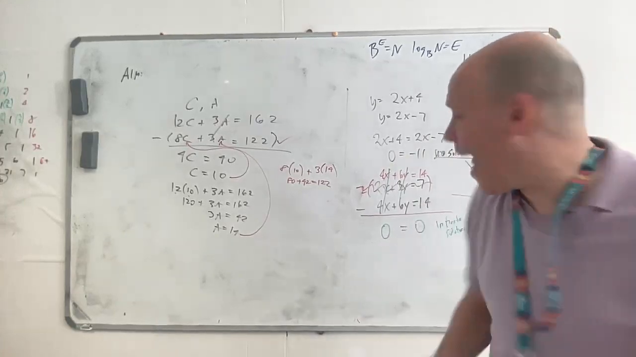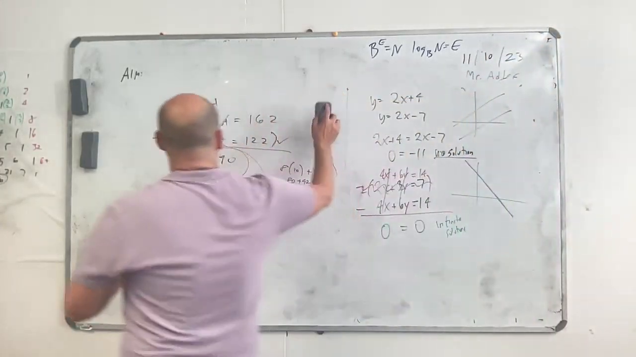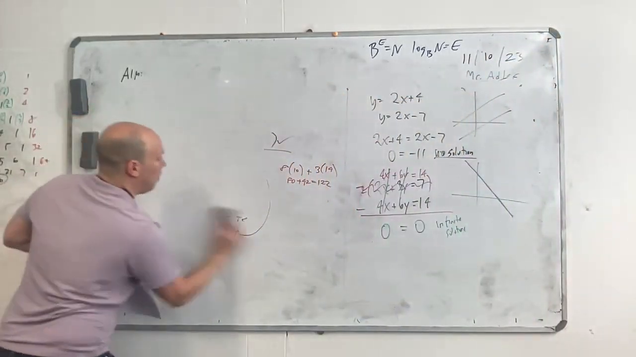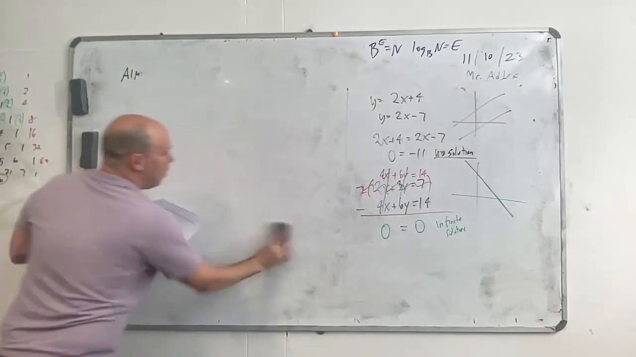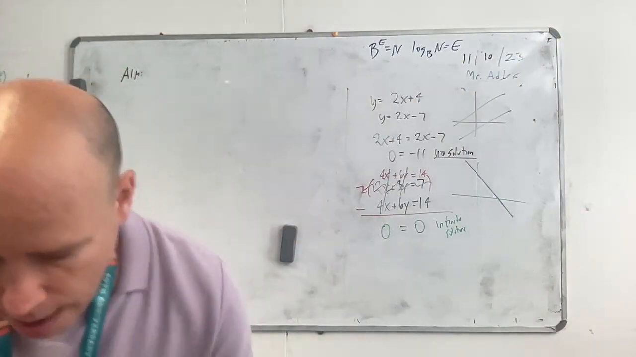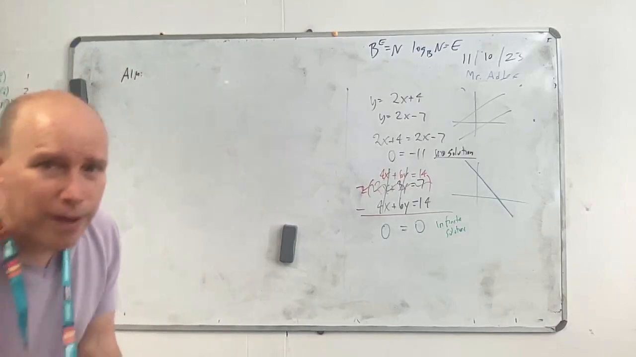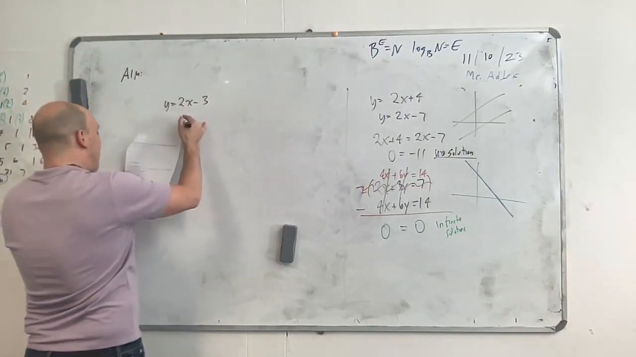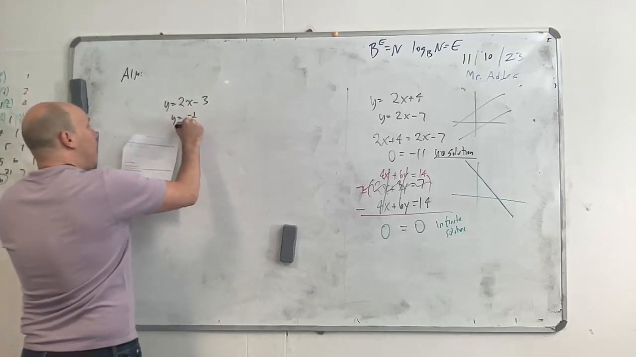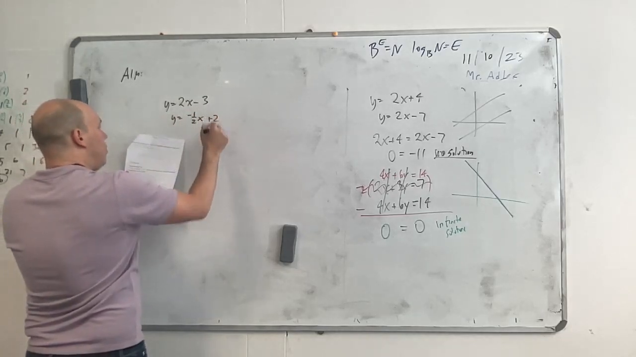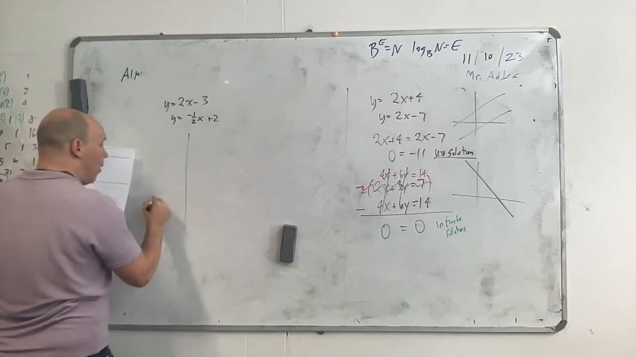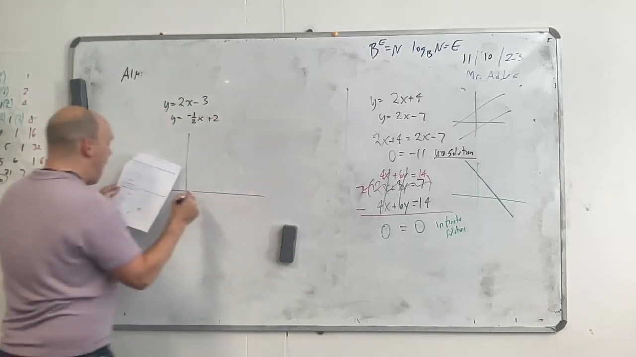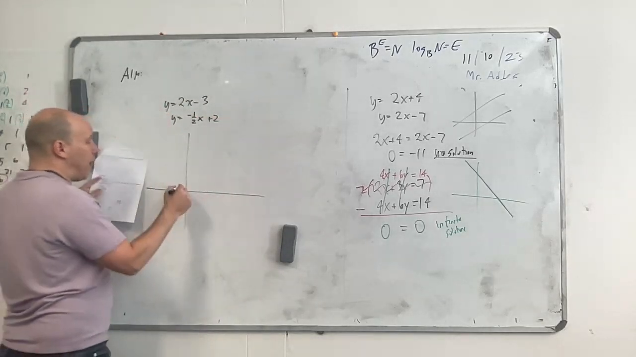And then let's do the fun challenge. Let's see, two perpendicular lines. We have two perpendicular lines, and the first one is y equals 2x minus 3, and the second line is y equals negative 1 half x plus 2, and they make a right triangle with the x-axis. So I'm going to sketch my first line.